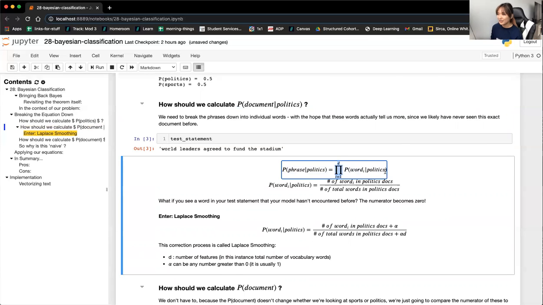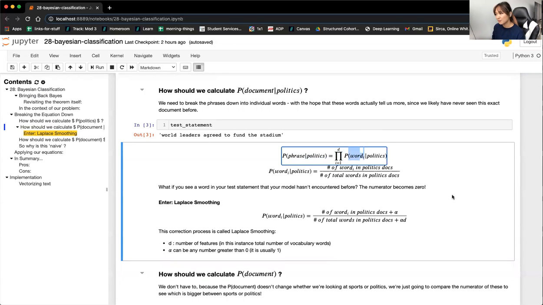This symbol is the mathematical symbol for multiplying everything together. If you remember that E-looking symbol, the sigma for summing everything together, this is for multiplying everything together. So for each word, we're going to find the probability of the word given that it belongs to politics, and then multiply this probability for every word together to find the probability of the phrase given that it's politics. And from that, how do we get each word's probability?